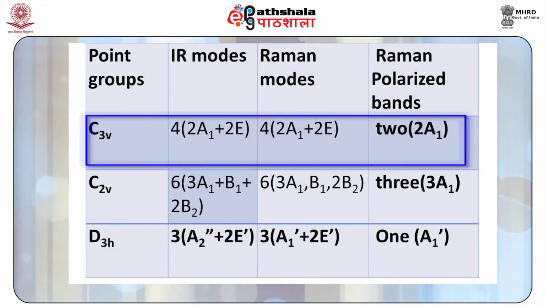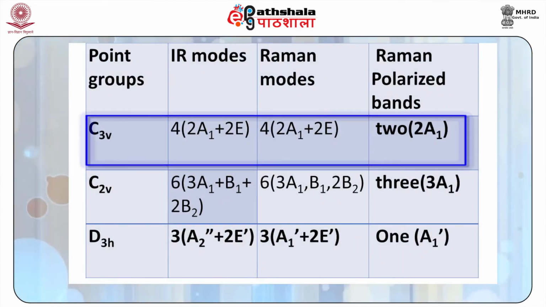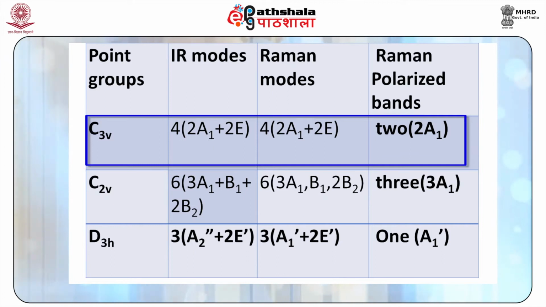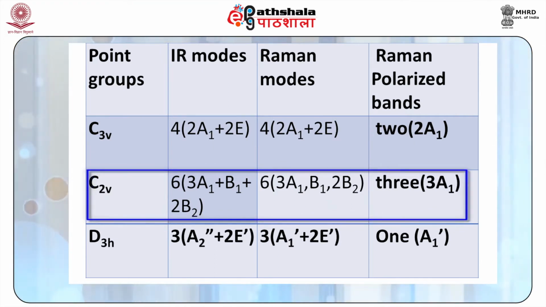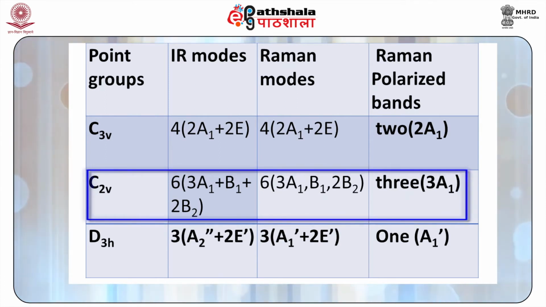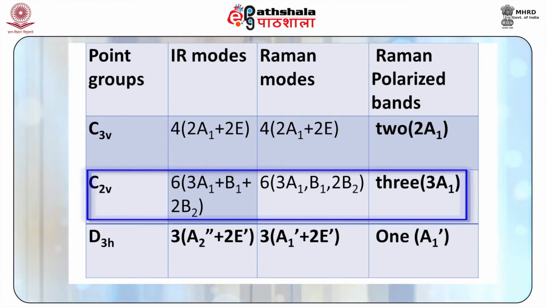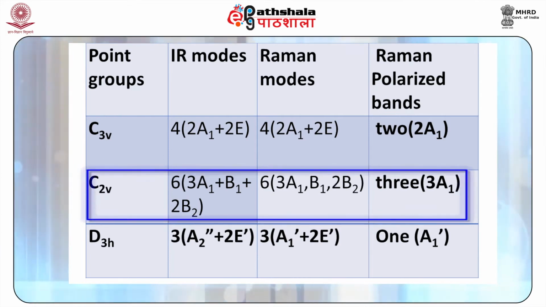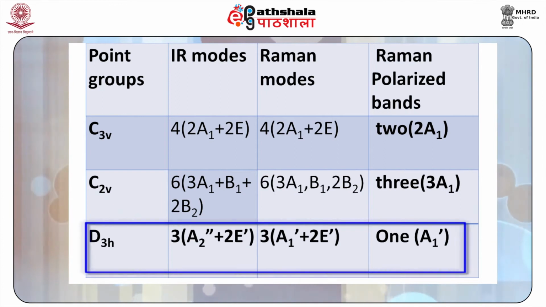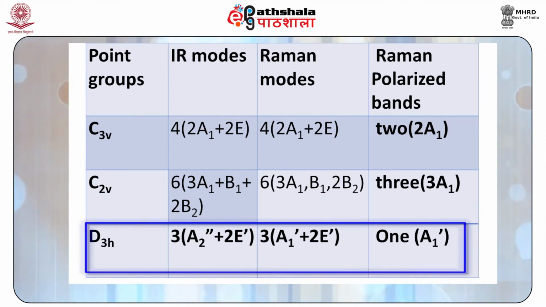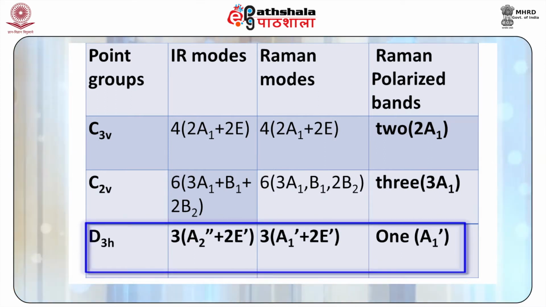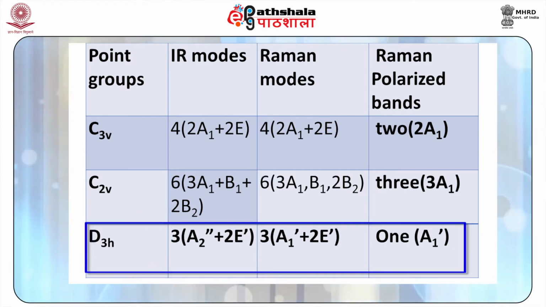For C3v, IR modes are 4, that is 2A1 plus 2E. For Raman modes, again there are 4, 2A1 plus 2E, and two Raman bands are polarized. For C2v, 6 IR modes, 3A1 plus B1 plus 2B2, and 6 Raman modes, 3A1 plus B1 plus 2B2, and 3 are polarized. D3h, 3 IR active, A2 double dash plus 2E dash, and similarly Raman bands, 3: A1 dash plus 2E dash, and 1 A1 dash is polarized.